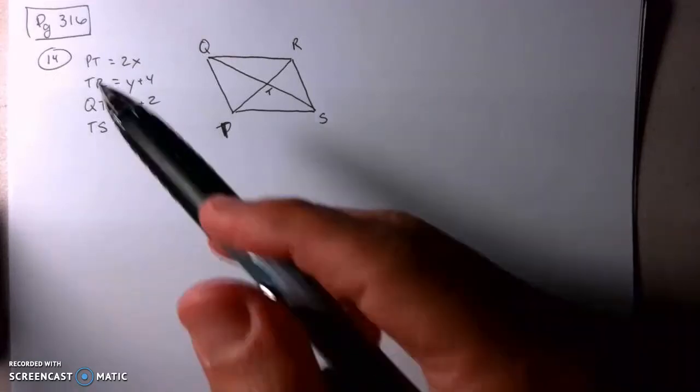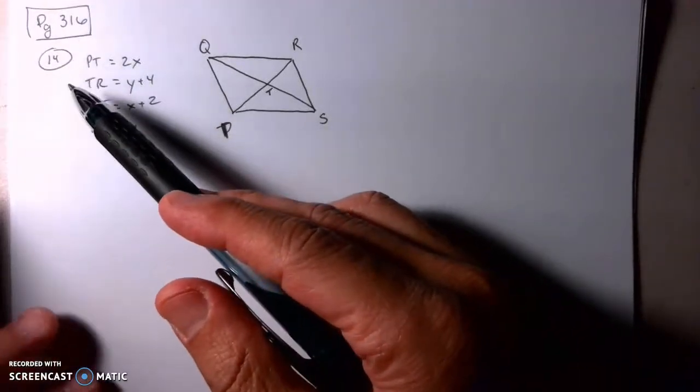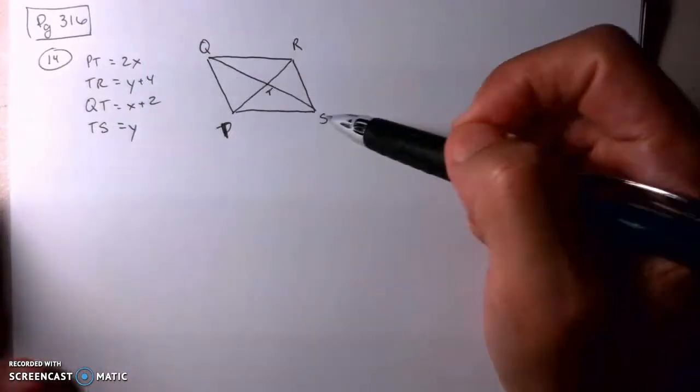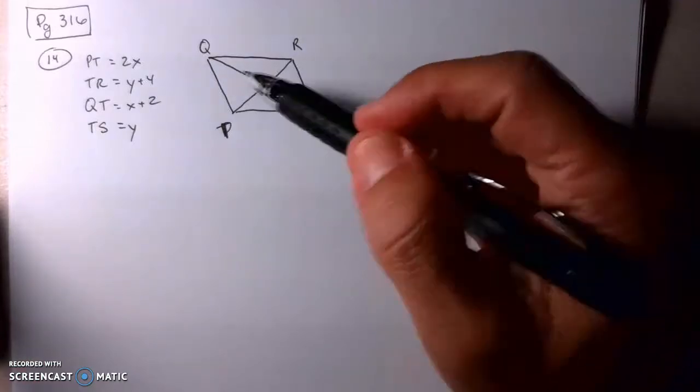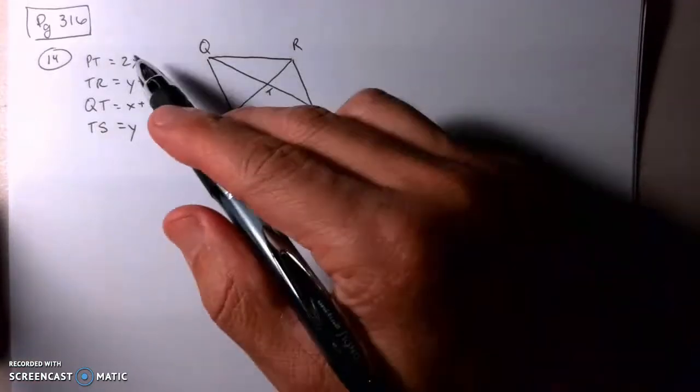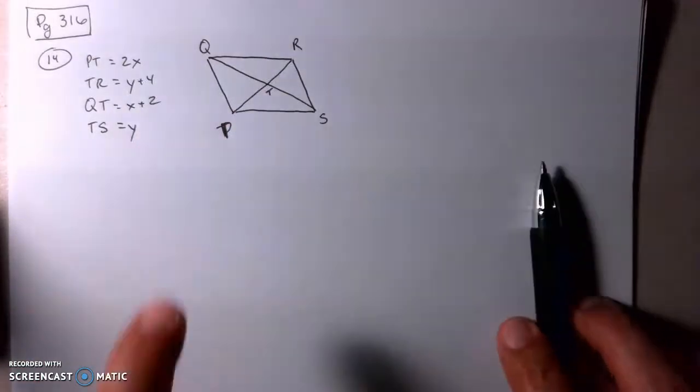All right, let's look at a few problems here on page 316. We'll start with number 14. They give you this parallelogram here. They give you some information. PT is 2x, TR is y plus 4, and so forth.